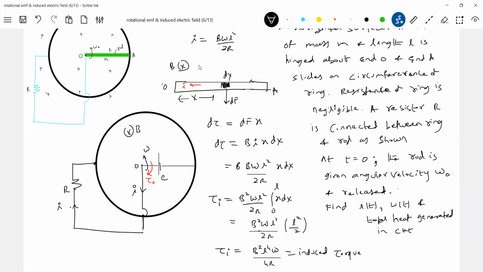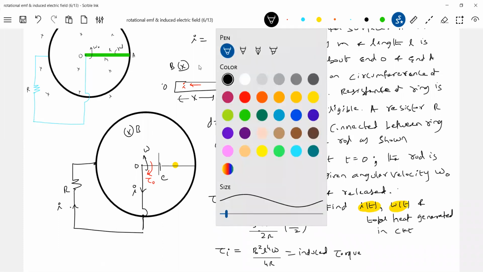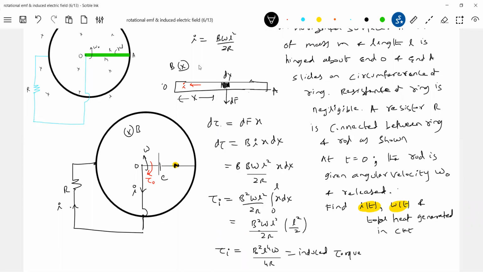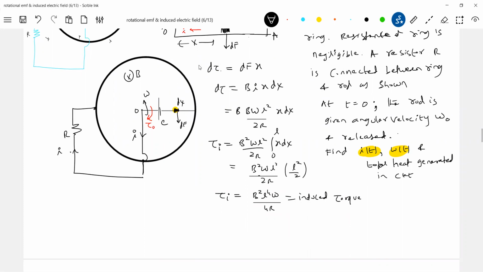Now, what is the question asked? I of t, current at any time t. For that, we don't know the angular velocity omega at time t. So how do we bring in the angular velocity of the rod at any time t? So we'll go into the basics now. Here that element which we assumed is like this, dx, this will be dF. Let's come to the basic mathematics.